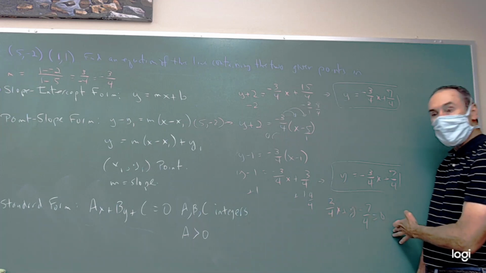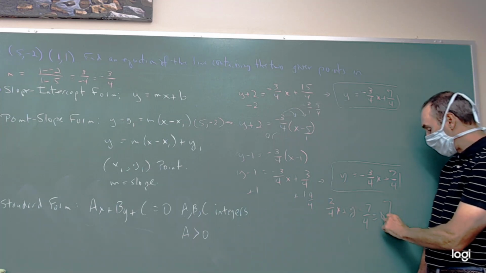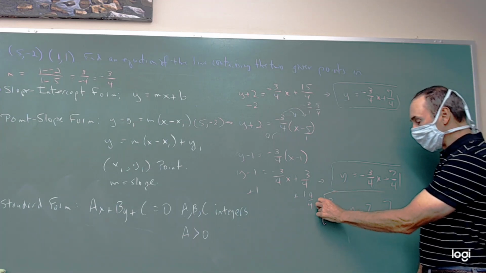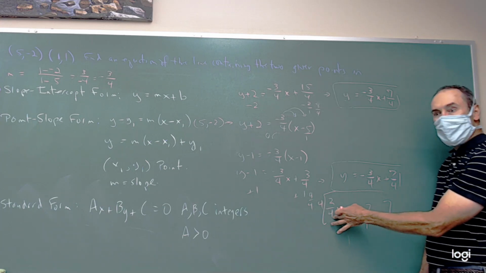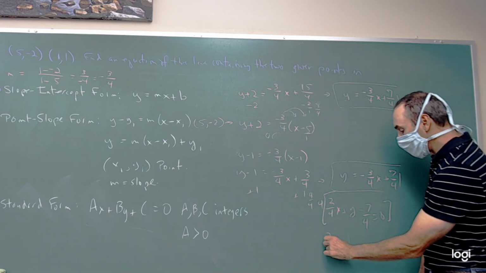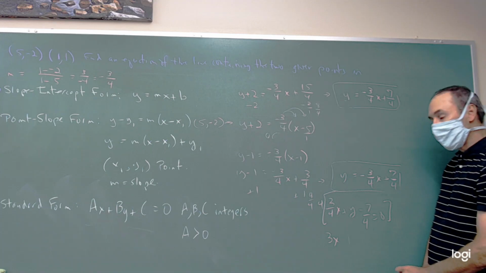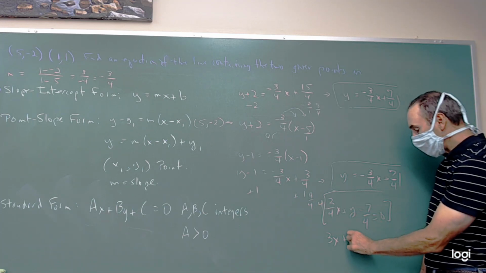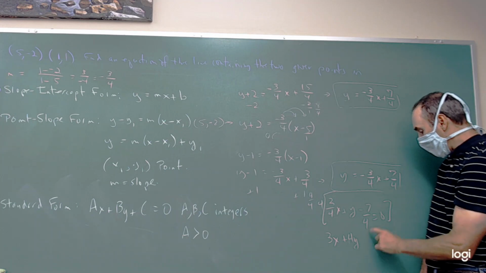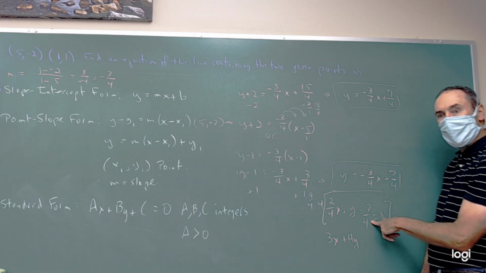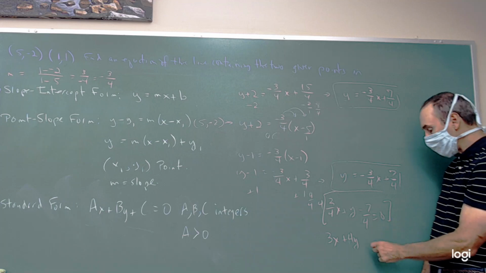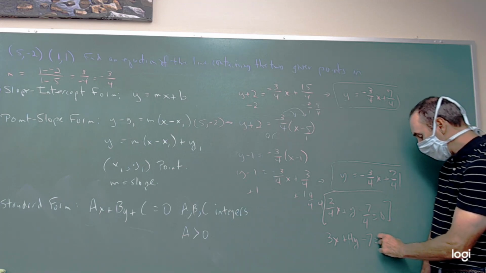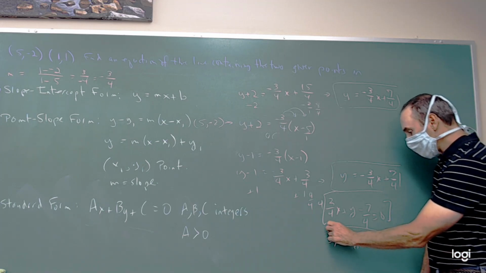And now we got to get rid of all the fractions. How are we going to do that? Exactly. So the 4 times 3/4 will cancel the denominator. We'll just get 3x. The 4 times the y, there's nothing to cancel, so that's going to become a plus 4y. And the 4 times the 7/4 will cancel the 4 in the denominator. We'll get a minus 7 equals 0. This is standard form.